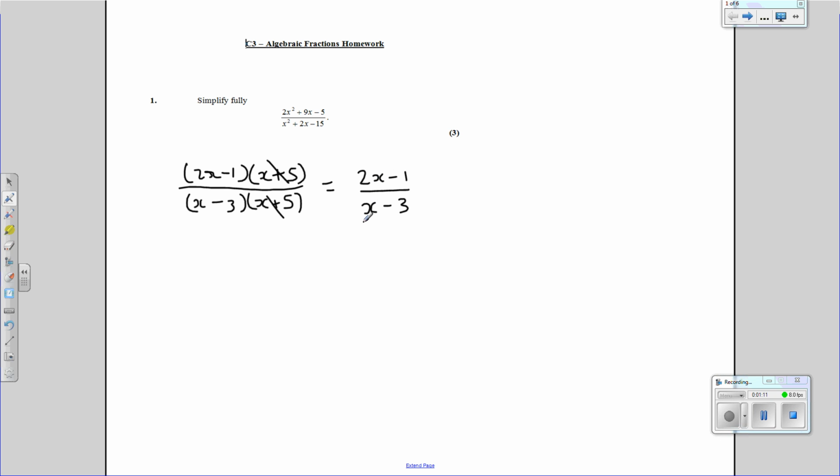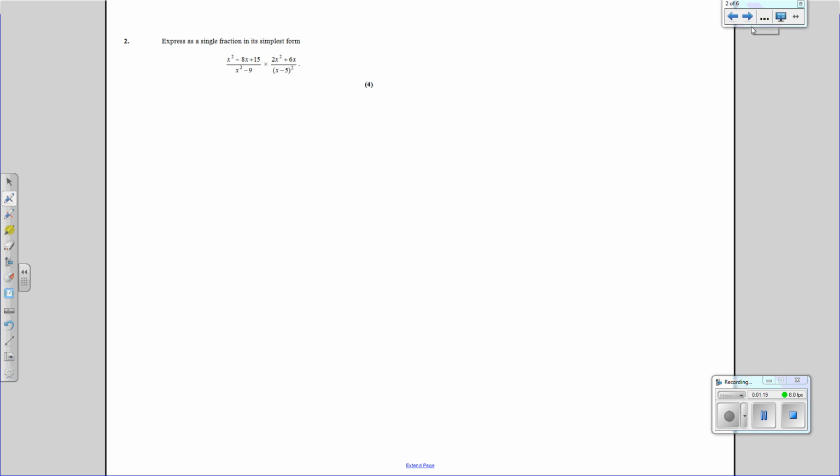You can't then cancel out these x's because they're not factors. You've got to leave it like that. That's a nice 3 easy marks. Next question is question 2. It's a bit smaller. We have to express it as a single fraction in its simplest form.